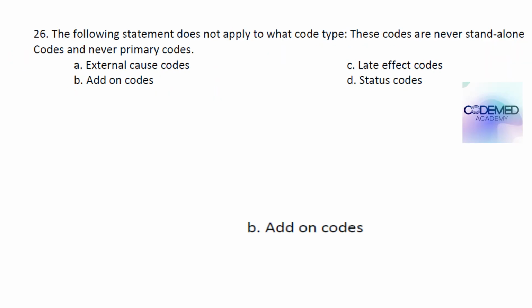The following statement does not apply to what codes? These codes are never standalone codes and never primary codes. That is mainly the add-on code, because whenever we are writing an add-on code, we have to write the primary code first, and we never write an add-on code as a single code. There will always be the primary code prior to that, and that's why answer B is the correct answer. That is the add-on code.